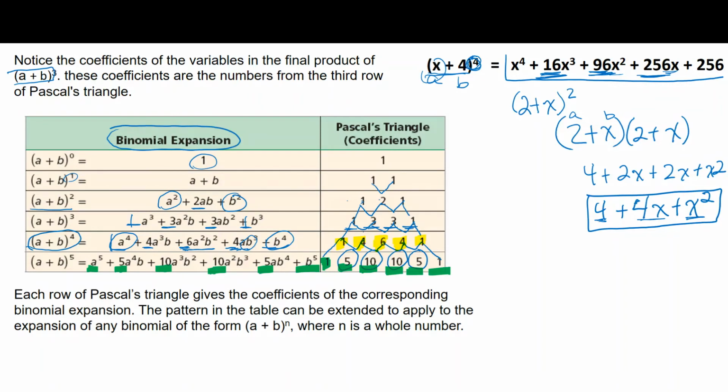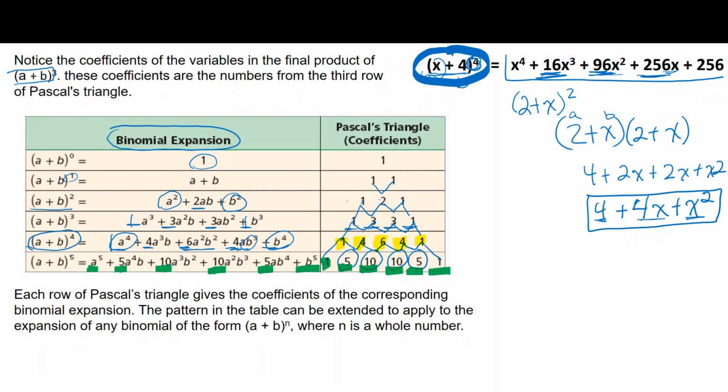Okay, so each row of Pascal's triangle gives a coefficient of the corresponding binomial expansion. The pattern in the table can be extended to apply to the expansion of any binomial of the form a plus b to the n power, where n is a whole number. So this Pascal's table is going to come in really handy and help us to get some work done, so we don't have to do quite as much as we did way up here when we did x plus 4 to the fourth power. So we're going to find a shortcut here is what we're actually going to find.